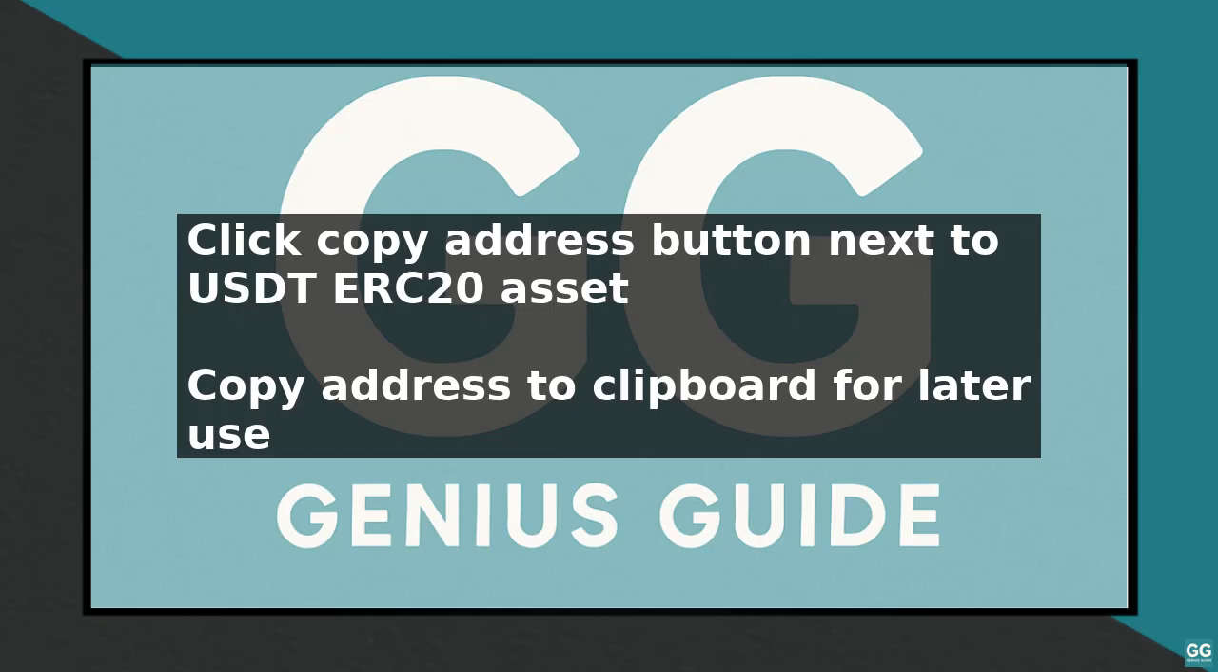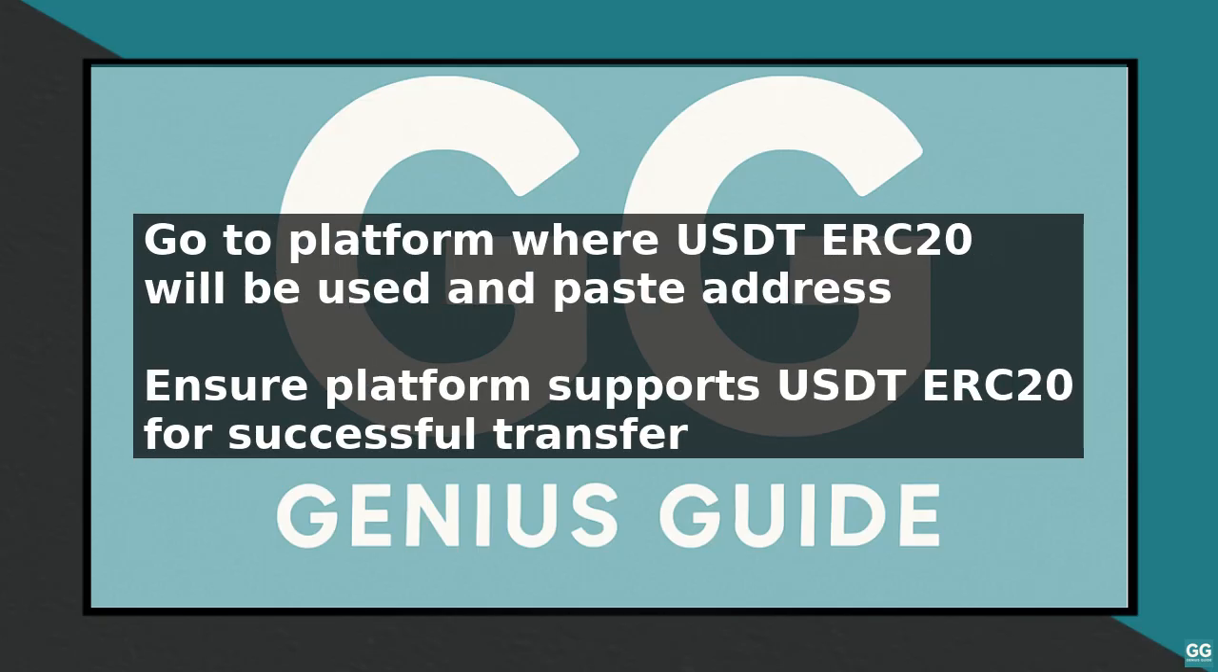Next, go to the platform where you want to use the USDT ERC20 address, such as a decentralized application or another exchange, and paste the address into the required field. It is essential to note that USDT ERC20 is a specific version of the USDT token that runs on the Ethereum blockchain, so ensure the platform you are sending it to supports USDT ERC20.